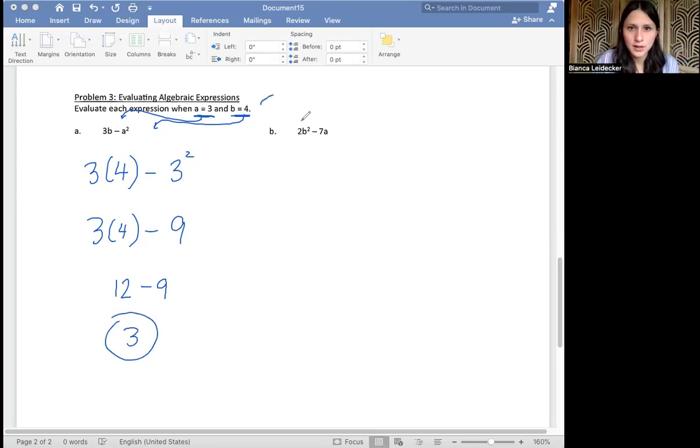Over here, we need to plug in what our variables represent. 2 times 4 to the second power minus 7 times a, which is 3. Now I'm going to do my exponents first. When I simplify this, 4 to the second power is 16. I'm going to put a multiplication symbol here, because if I don't, I'm going to think this is 216. That would be a problem, because what's happening between the 2 and the 16? They're being multiplied. This parentheses means they're being multiplied.